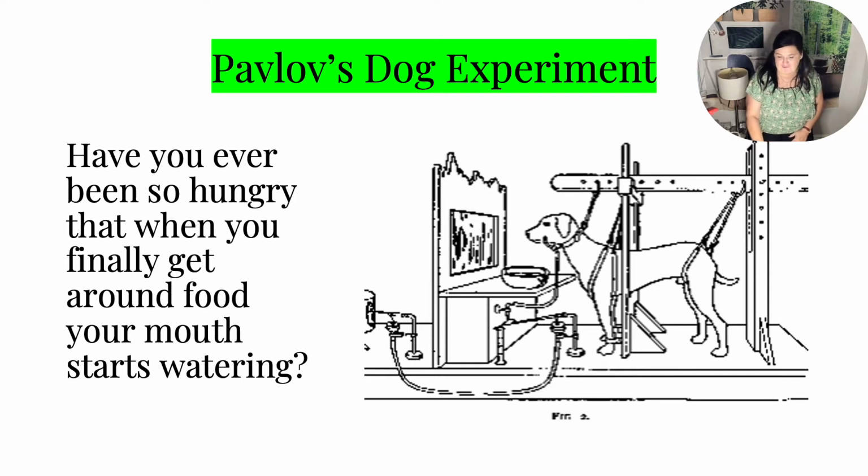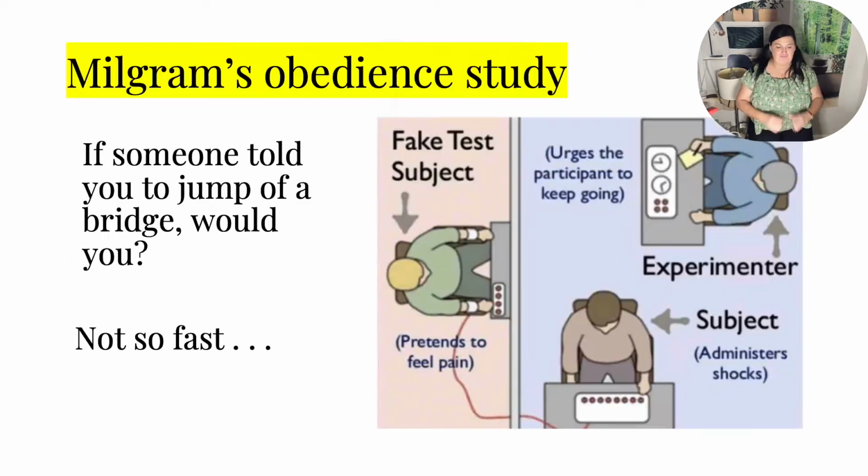Okay, the second experiment that's super famous, Milgram's obedience study, right? This is all about how much do you follow the rules. So if someone, maybe you've heard your parents say, or your grandparents, so you're telling me if somebody told you to jump off a bridge, you would jump, right?